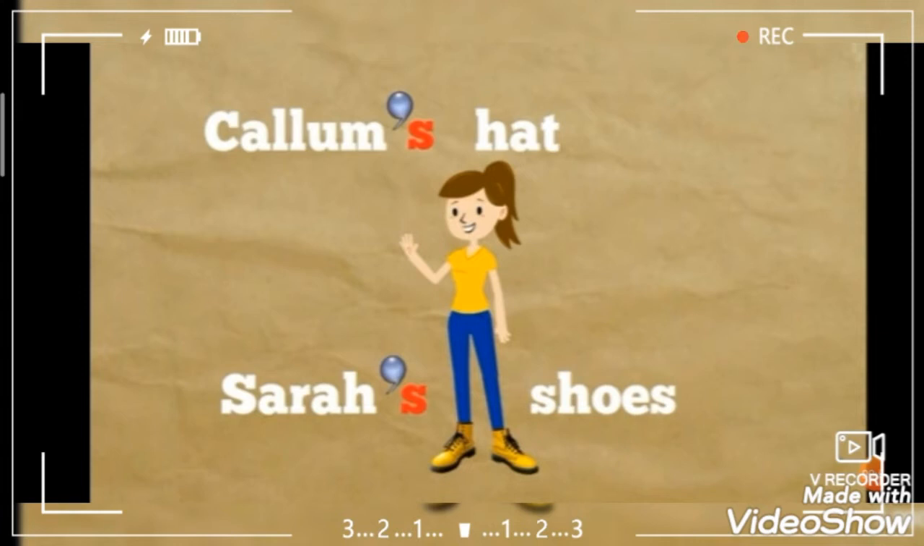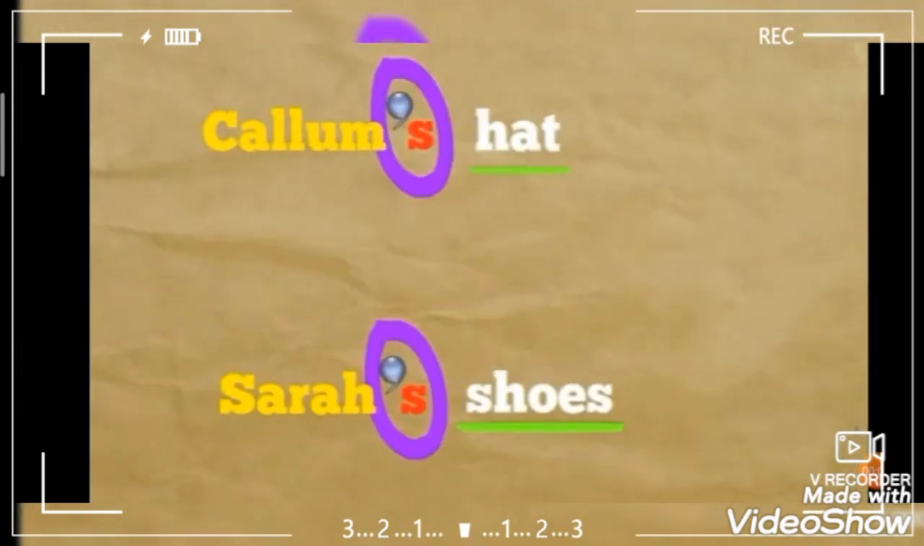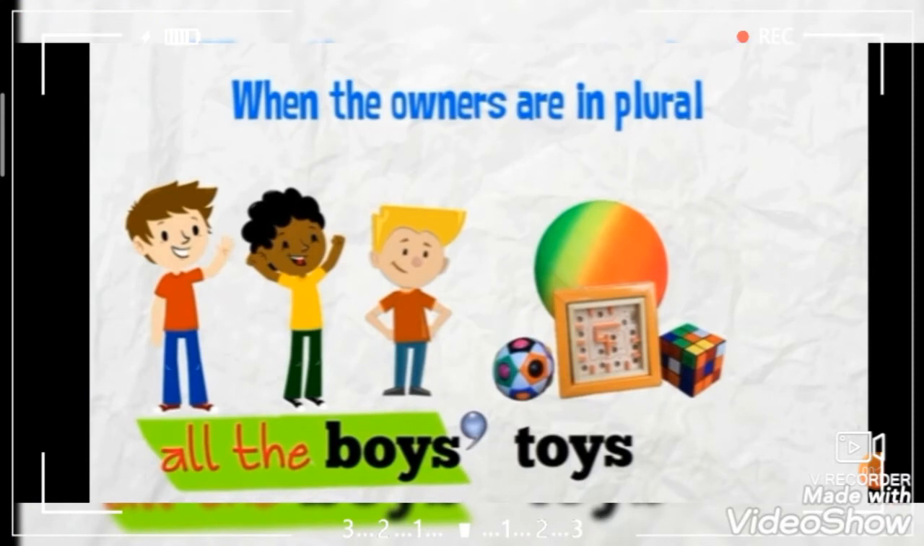As in the earlier statements, we have seen Colin's hat and Sarah's shoes. Here, apostrophe s is added to Colin and apostrophe s is there in Sarah's. This is apostrophe s, and this is also apostrophe s. When the owners are plural, as in all the boys' toys, then we add the apostrophe after the s.